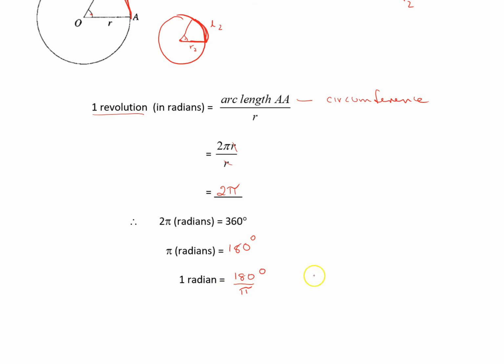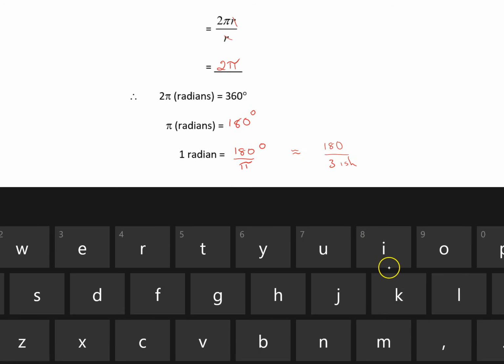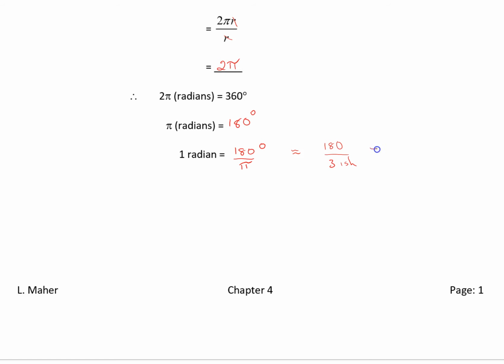Now we know that that is going to be approximately 180 degrees divided by 3-ish, because pi is almost 3, and that in turn would be approximately equal to 60 degrees. So just very, very approximately, 1 radian, where your arc length and your radius are the same length, works out to be an angle of about 60 degrees.